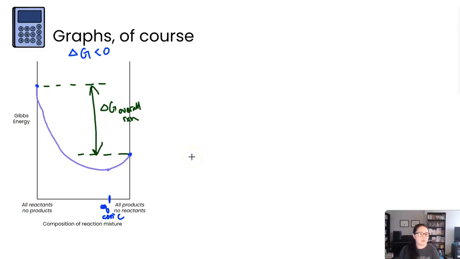Now, a part of you might think this doesn't make sense. If you have a negative delta G, that means it's spontaneous. Shouldn't everything go all the way to the end? And the thing is that if you have a reaction that really does go to the end, that means its K value is super, super huge. And so for that particular reaction, the graph is probably going to look a little bit more like this.